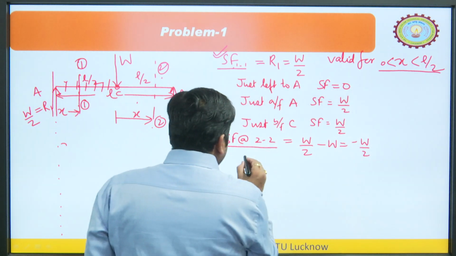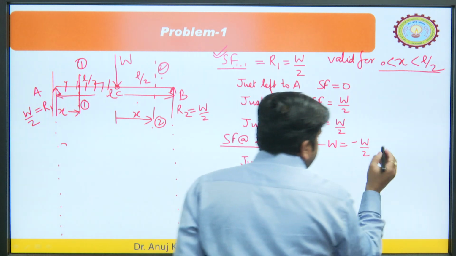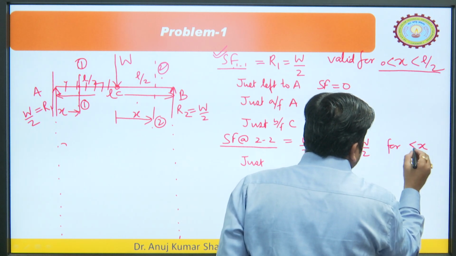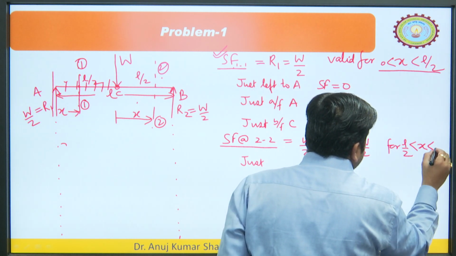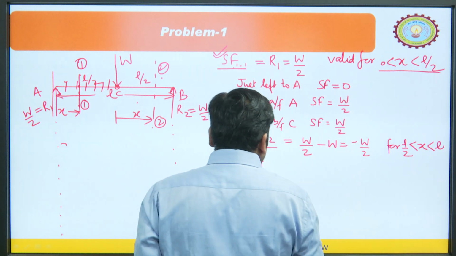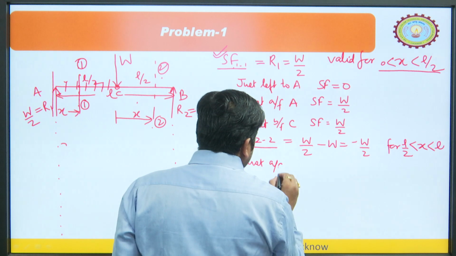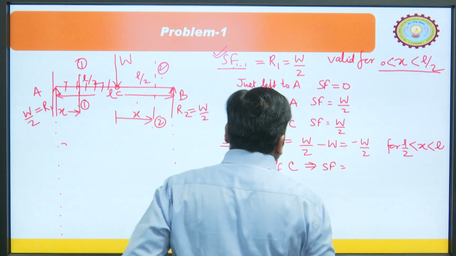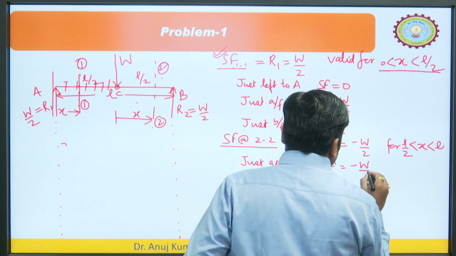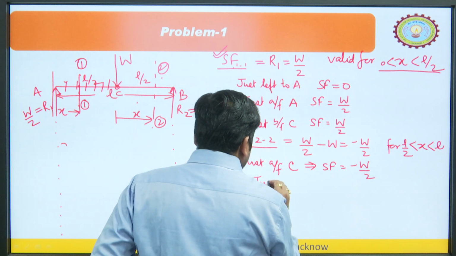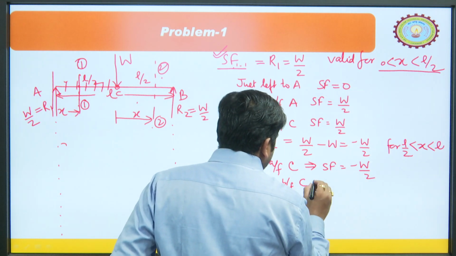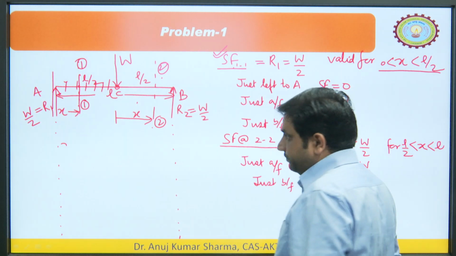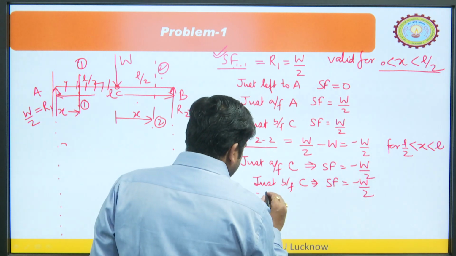Okay. So, now you can apply this equation. Now, this equation would be valid for x greater than L by 2 and less than L. So, for this reason this equation would be valid. So, just after C, shear force would be equal to how much? Minus W by 2. Just before B, minus W by 2, right.